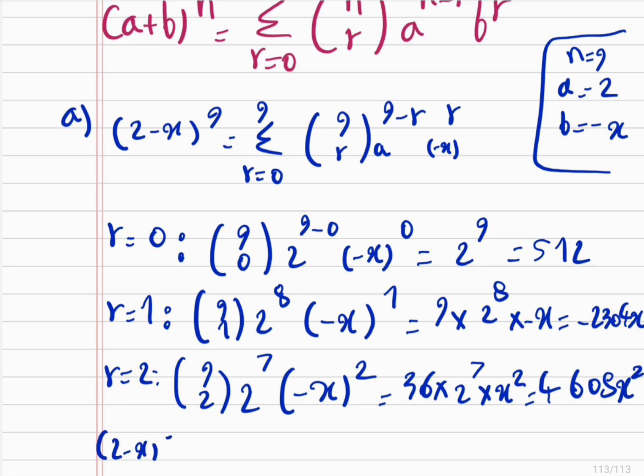Right, now we have the first three terms, so we can write (2 minus x) to the power of 9 is equal to 512 minus 2304x plus 4608x squared. And then this continues, but that's enough.